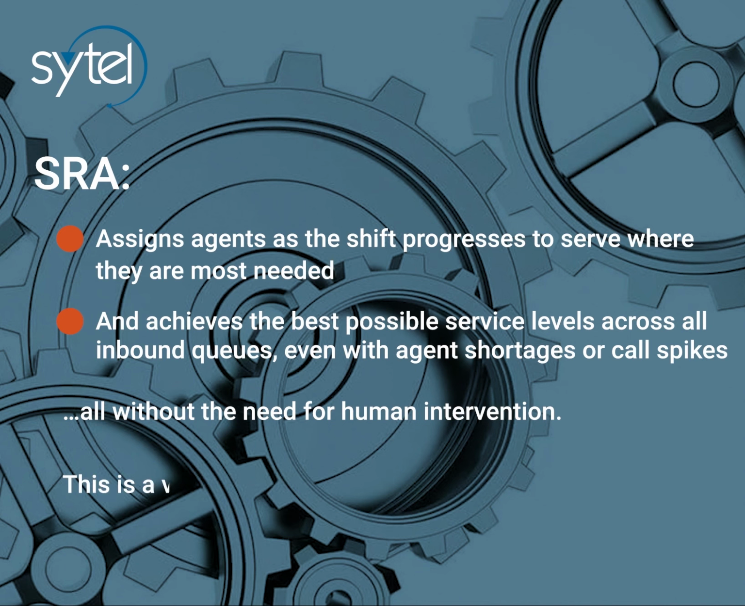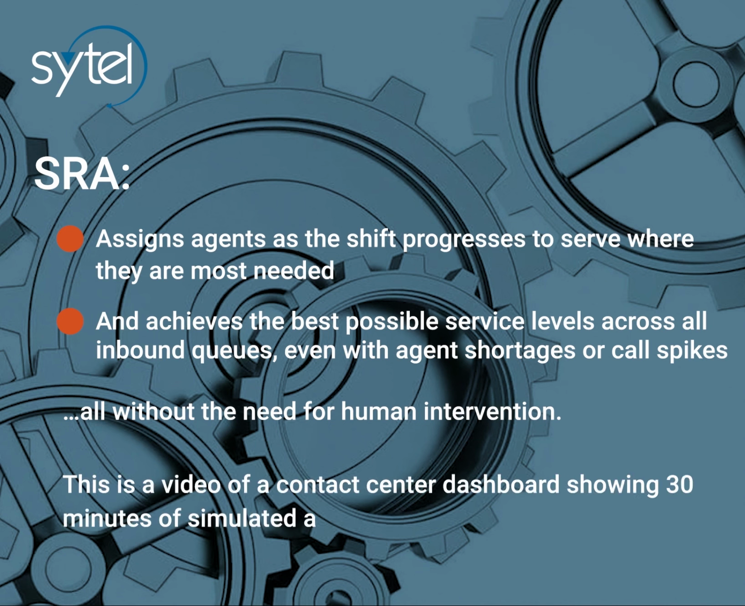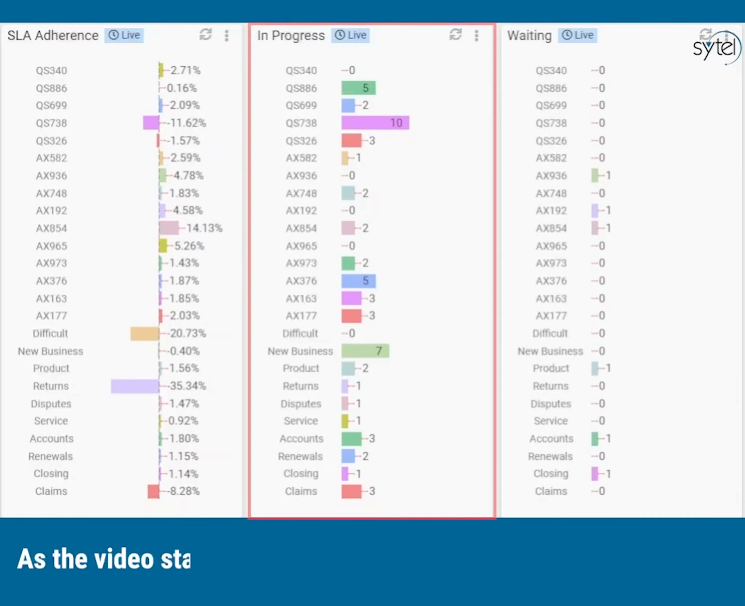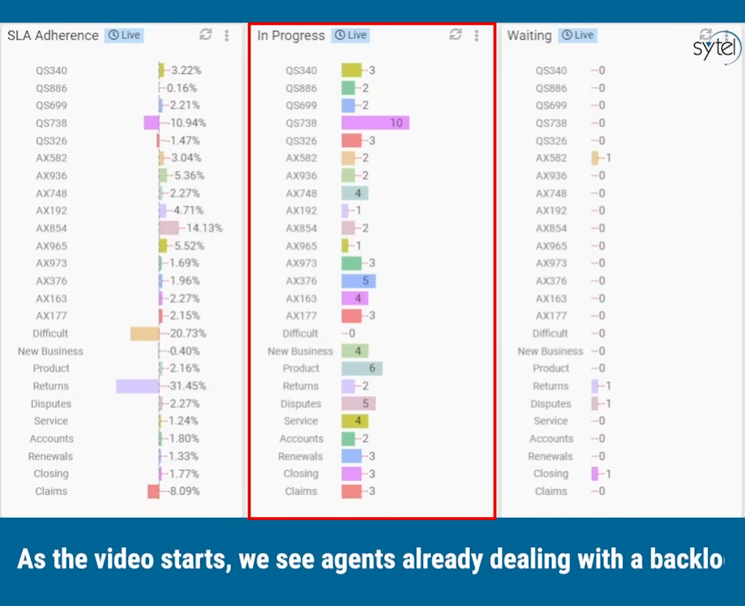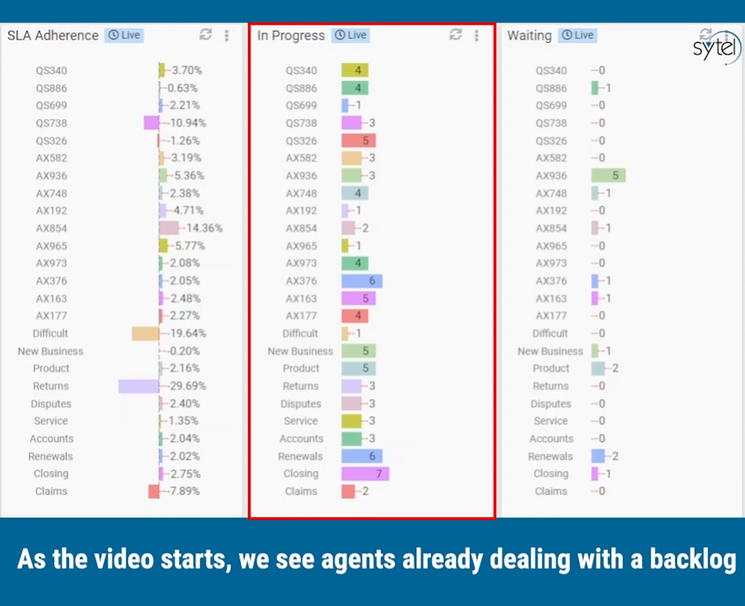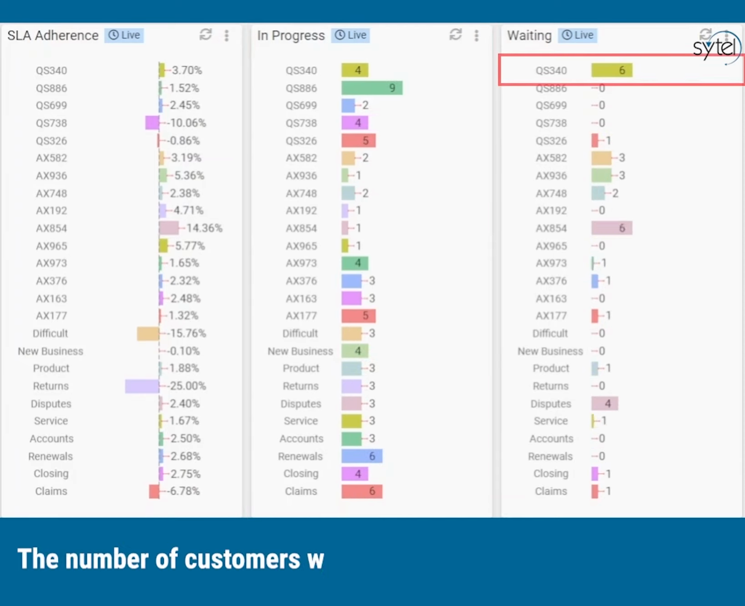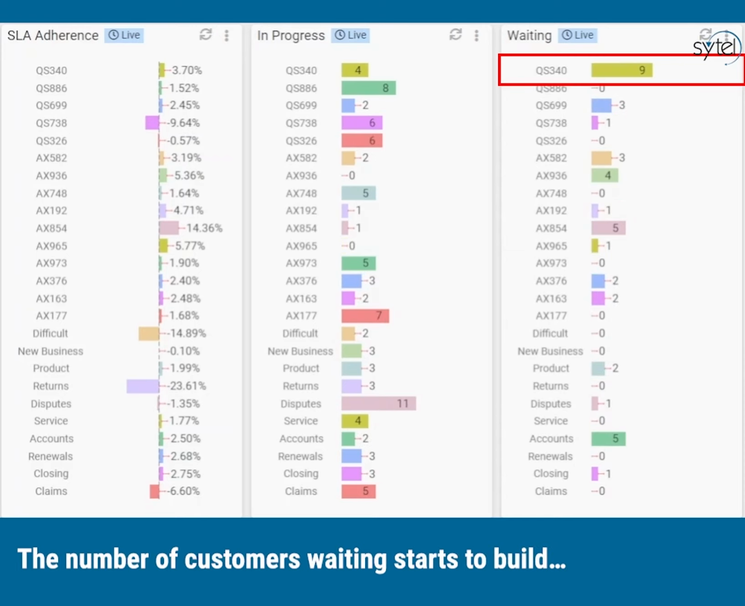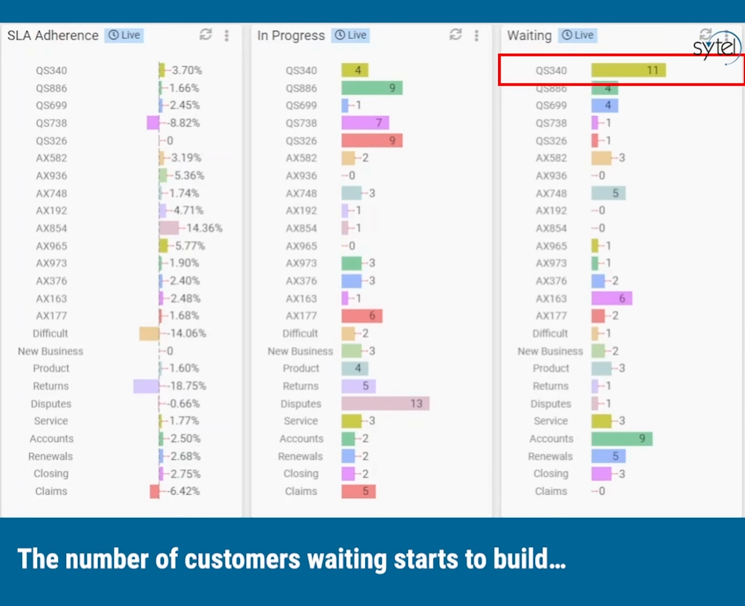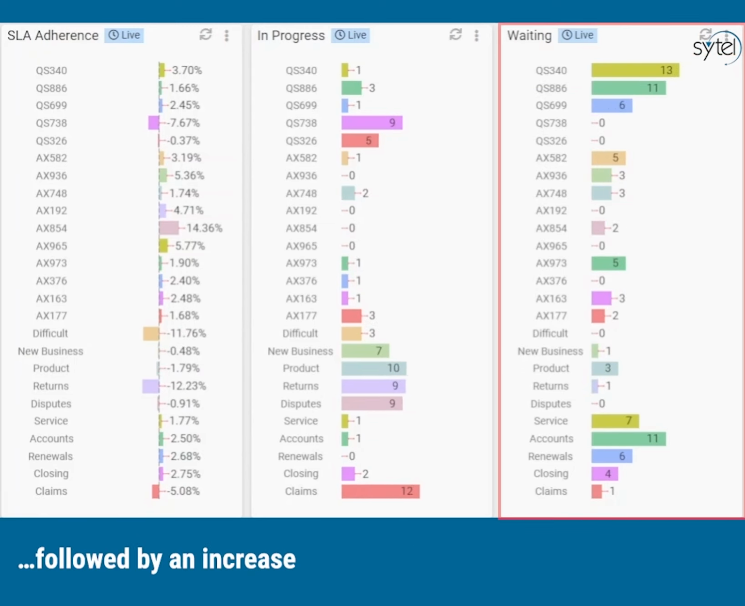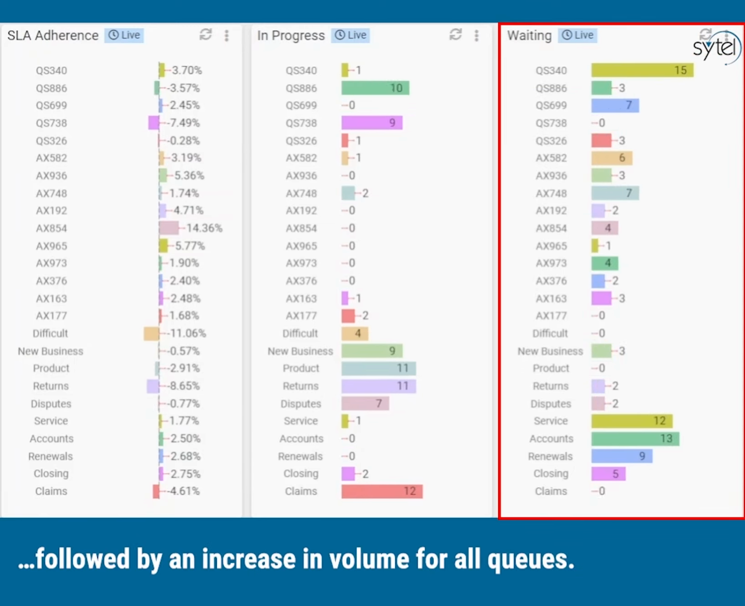This is a video of a contact center dashboard showing 30 minutes of simulated activity compressed into 90 seconds. As the video starts, we see agents already dealing with a backlog. The number of customers waiting starts to build, followed by an increase in volume for all queues.